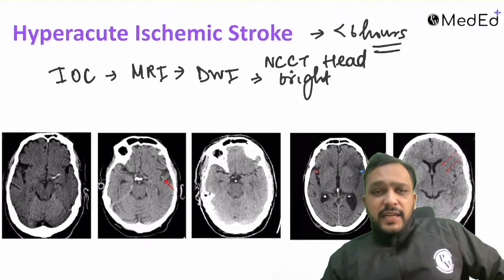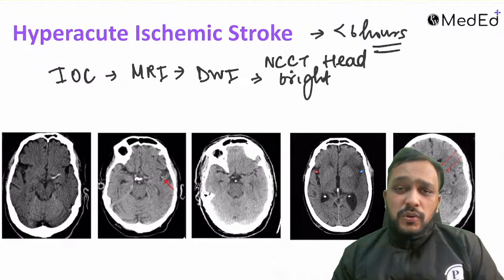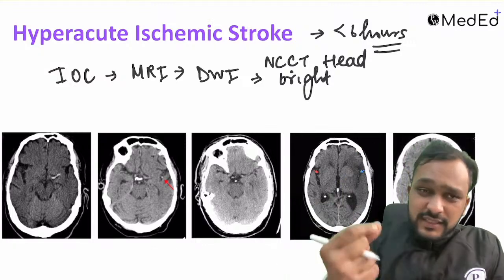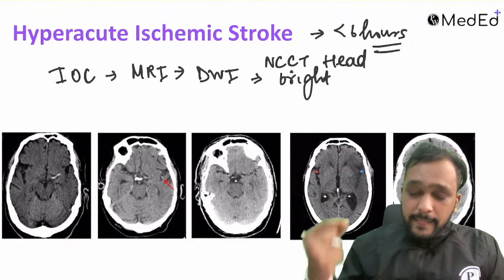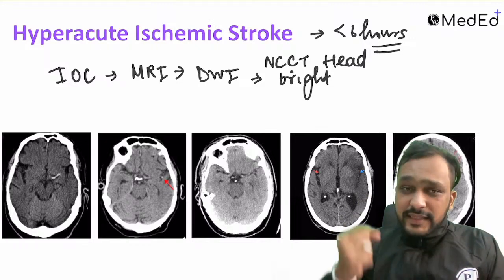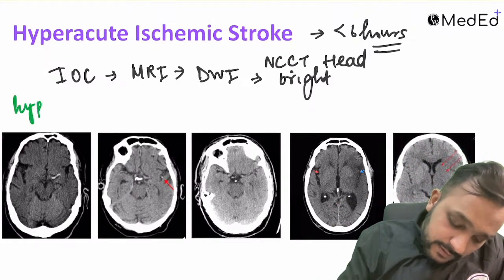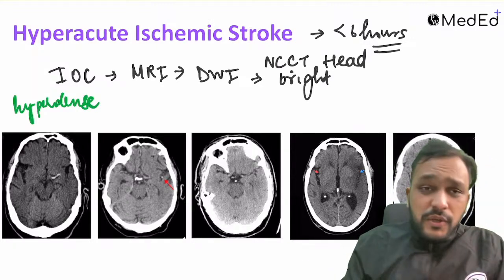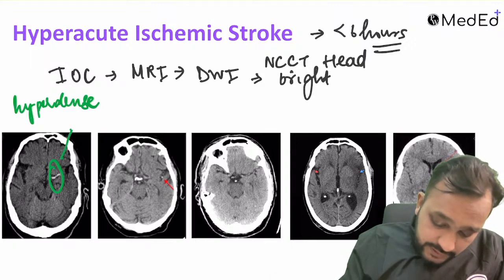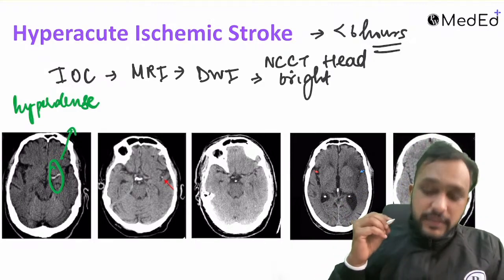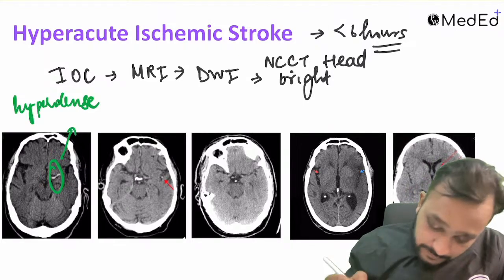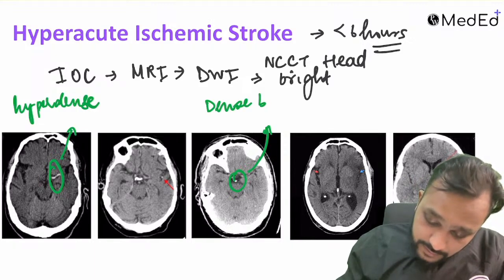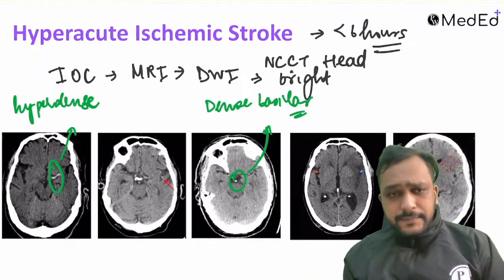Now talking about hyperacute ischemic stroke. This stroke occurs due to formation of a thrombus within the arteries. This thrombus can form within the middle cerebral artery, it can form within the basilar artery, right? And that thrombus is going to appear hyperdense on NCCT head images in a patient with hyperacute ischemic stroke, right? If it is seen in the region of the basilar artery, it is known as dense basilar artery sign, right?